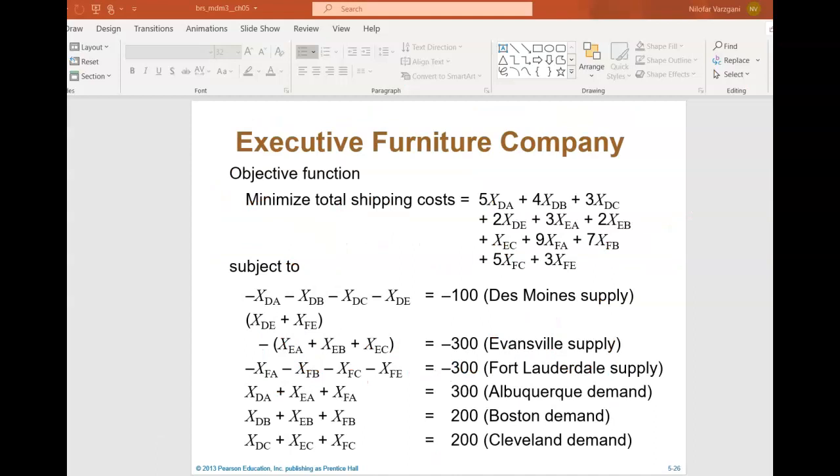So following the same methodology, we have the full transshipment model as minimizing total shipping cost, which includes the two new decision variables, DE and FE, subject to the net flow balance equations for each node. The only node which is different here is node E, which refers to the Evansville supply and transshipment node because it has an inflow as well as an outflow, and the net flow is set equal to the capacity of Evansville as a supply node. Let's move on to Excel to get the solution for this particular problem.